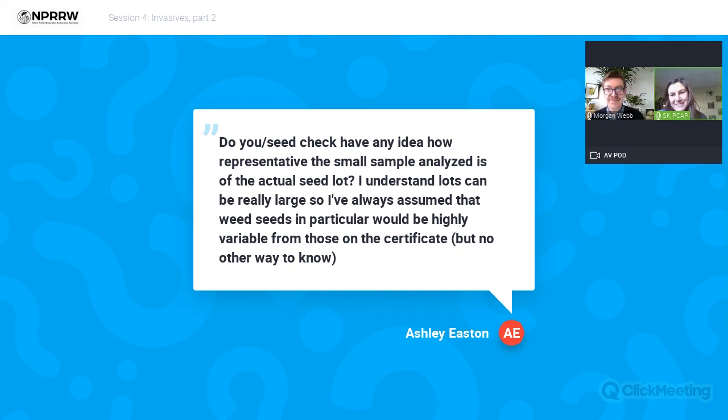Right, they certainly can be, and that's where sampling becomes so important. That's why when we get a sample in the lab, we follow strict mixing procedures, especially for a purity test, because if you've got tiny seeds, they can settle in a seed lot. So it is important that you take the best possible sample that you can.